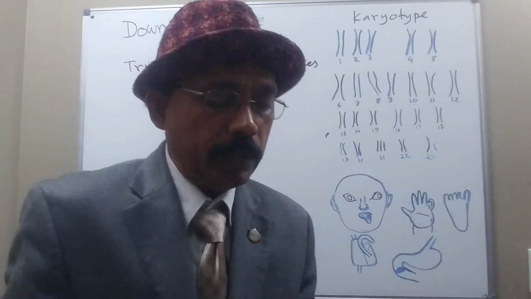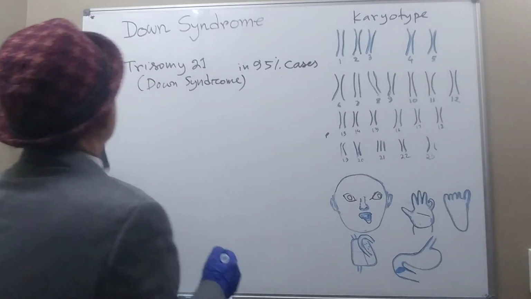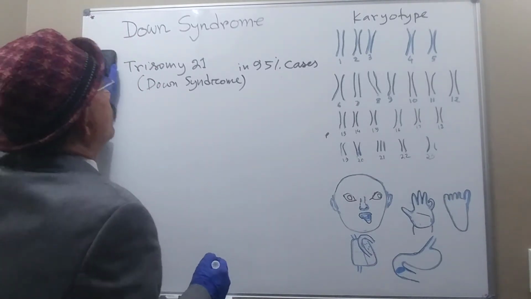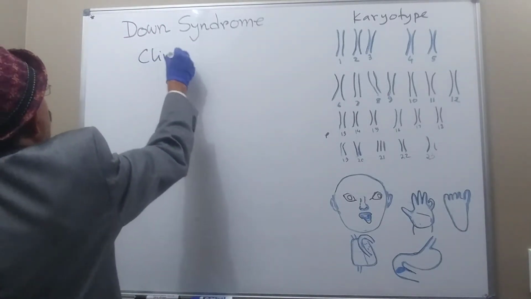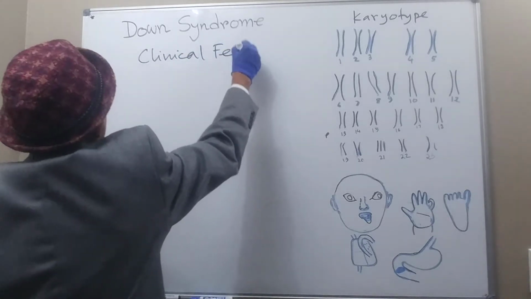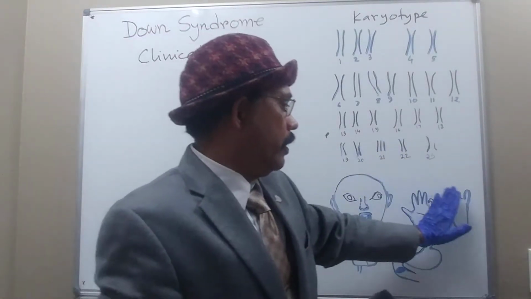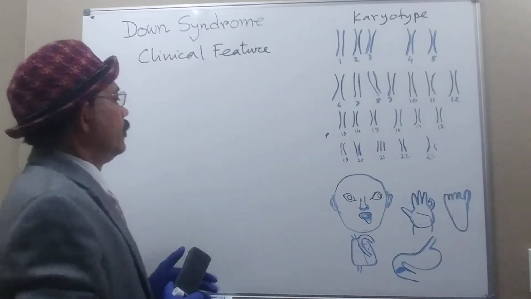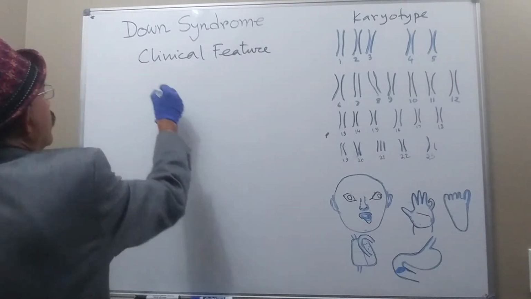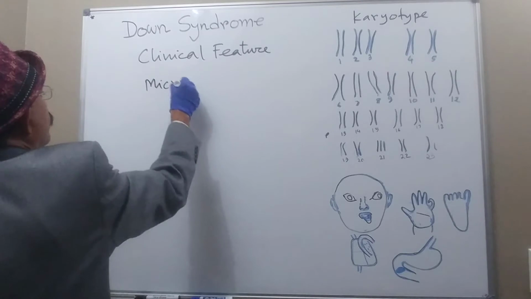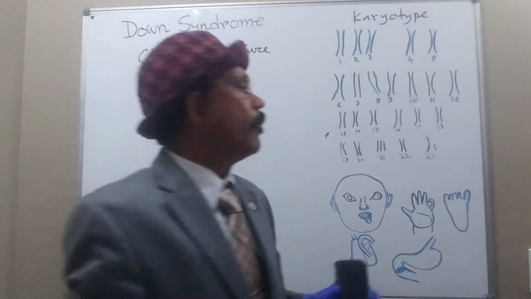Okay, so now we go to the clinical features of Down syndrome. How can we diagnose Down syndrome? First of all, we must find out the clinical features. This extra set of chromosome causes a lot of problems. If you look at the figures here, at the head of the newborn baby, we'll get microcephaly.